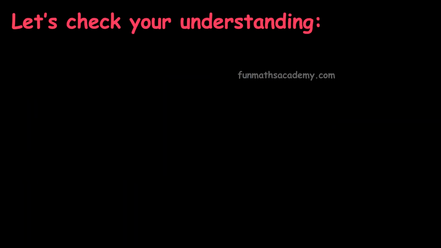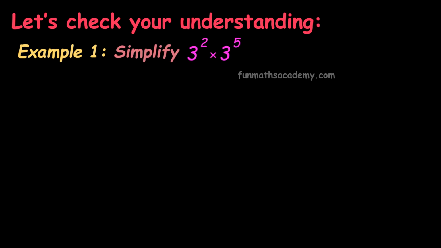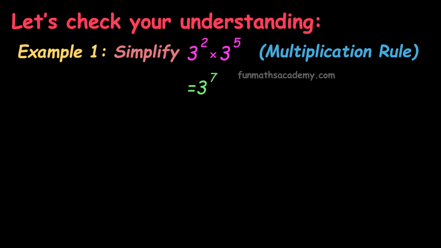Let's check your understanding with a few more examples. Example 1. Simplify 3 power 2 times 3 power 5. This is a multiplication of terms with the same base. So we apply the multiplication rule. What do we do? Add the exponents. 2 plus 5 is equal to 7. So 3 power 2 times 3 power 5 is equal to 3 power 7.